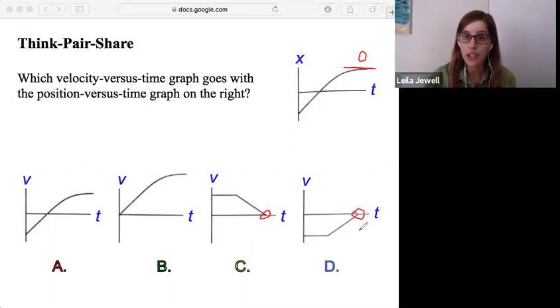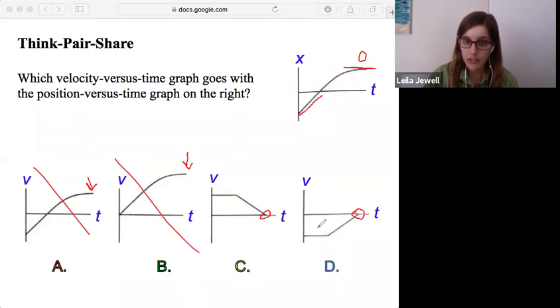And there's only 2 graphs that do that. Notice this other one, B and A, both have these positive large velocities at the end. They're flat, they look similar to the position versus time graph, but they aren't showing a velocity of 0. So that really helps, because now we've ruled out those 2 and we just have C and D to decide between.